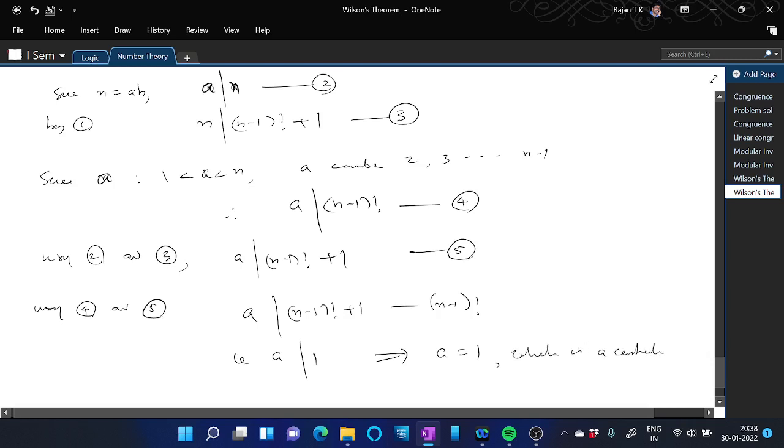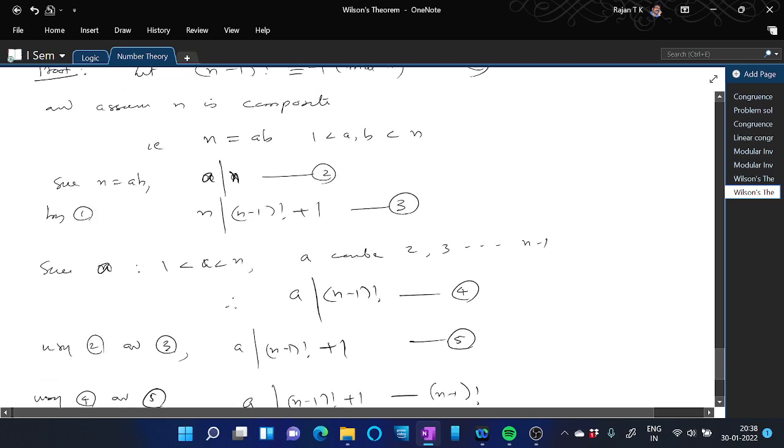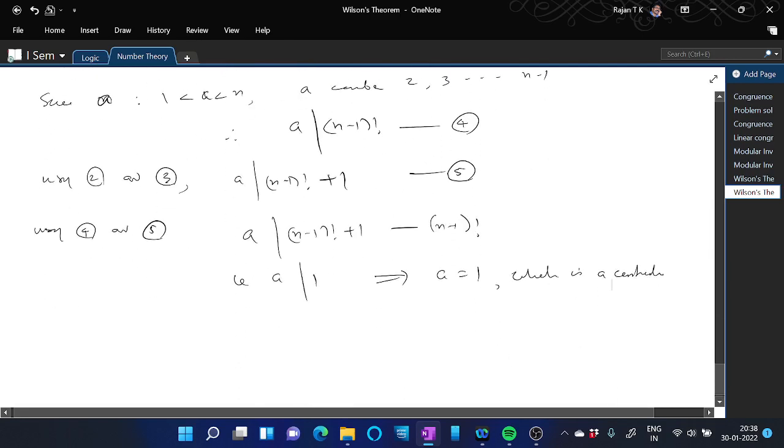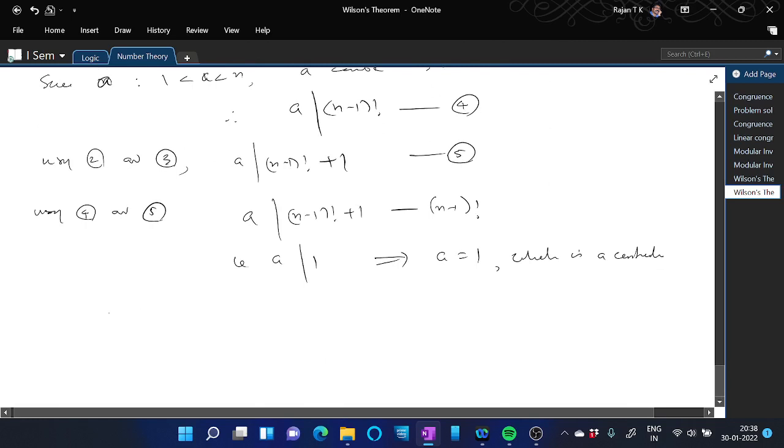Because here A is assumed to be such that 1 is less than A, which is less than n. Here we got A equal to 1, which is a contradiction, and therefore we cannot write n equal to AB, that is, n is prime. Therefore n is prime.